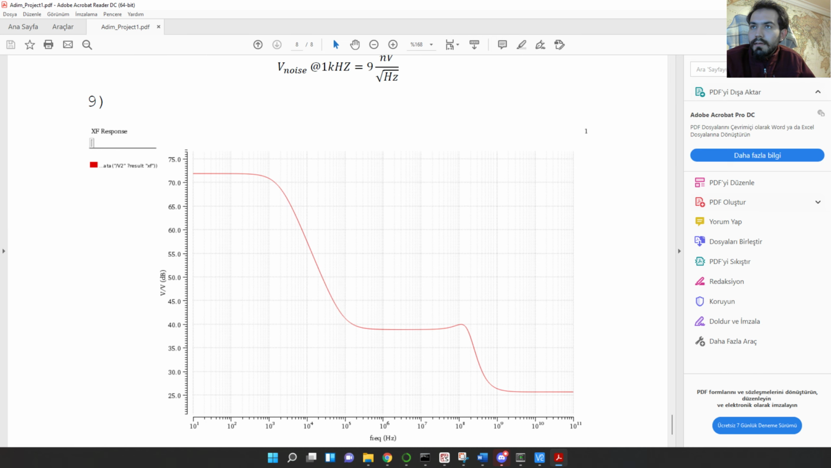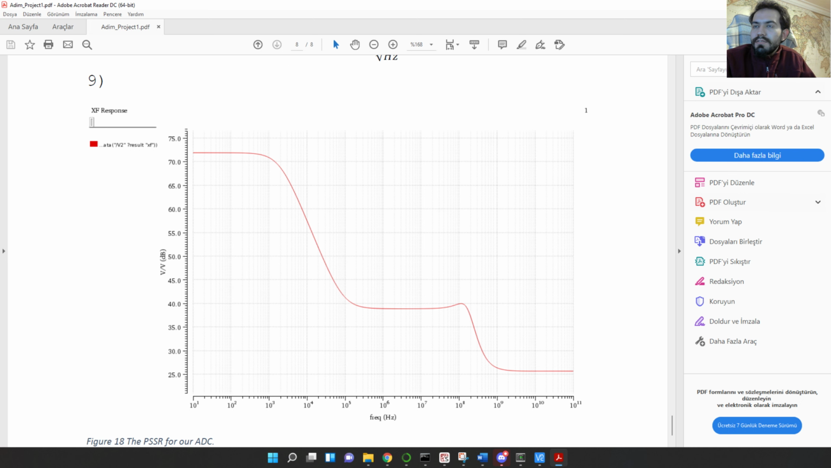This is the PSRR of the DAC, and I actually inverted the PSRR, so it is output over supply rather than supply over output. As you can see, it is quite high at low frequencies, but we actually care about PSRR at higher frequencies.